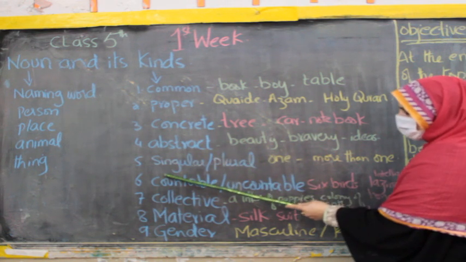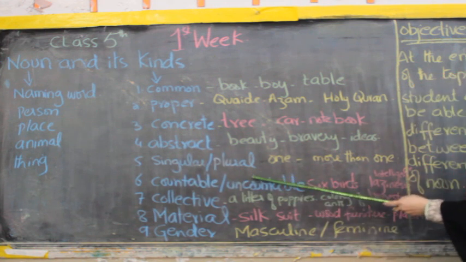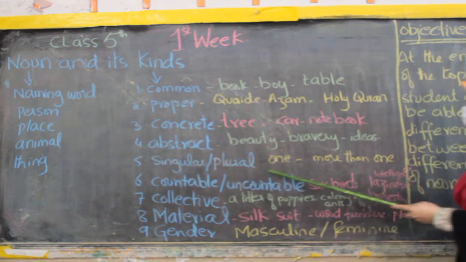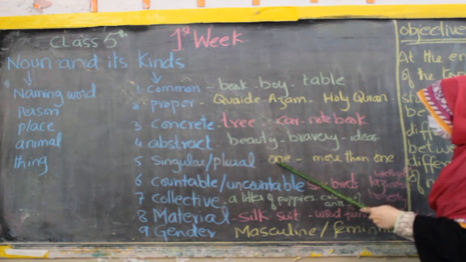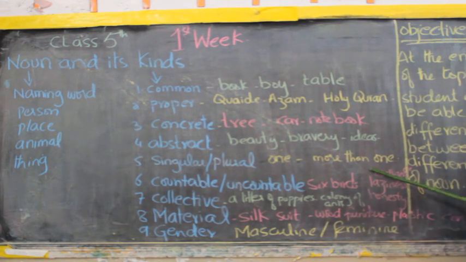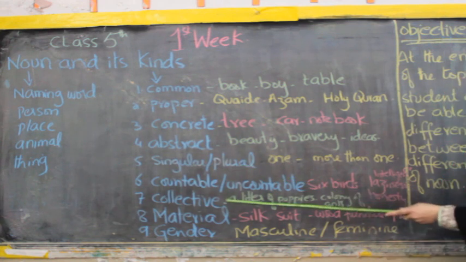The other one is singular noun and plural noun. There are things which are singular, that is one. One is singular, it can be one glass, it can be one person, it can be an animal or thing. But plural is more than one. Anything more than one becomes plural noun.